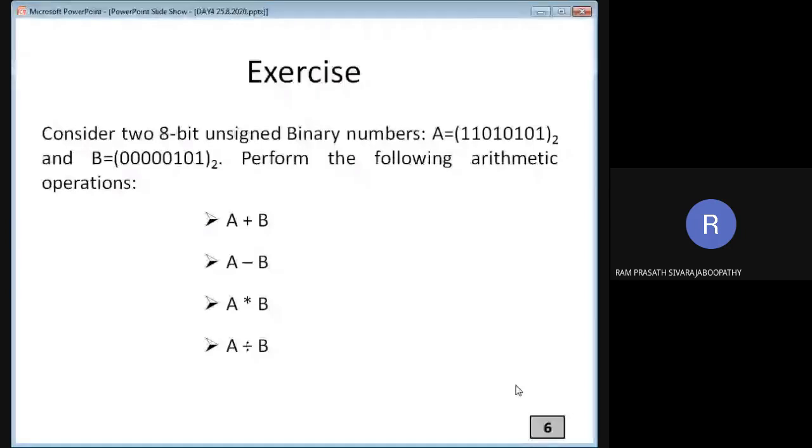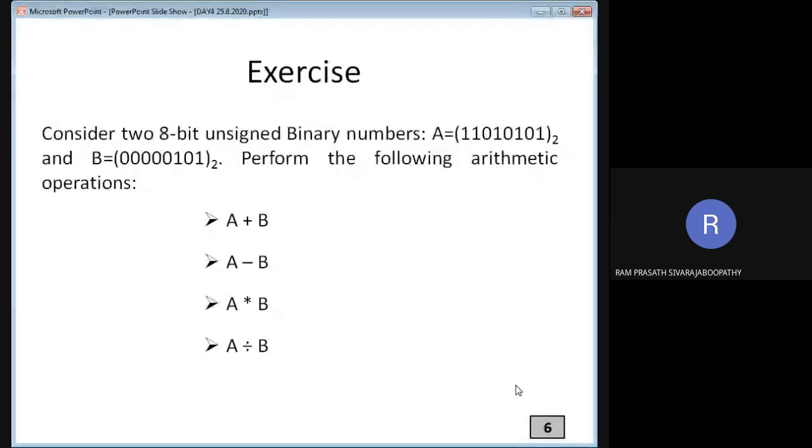Okay, A and B. Perform the following arithmetic operations. Four operations you have to do, and keep the answers with you. In the next class, we will discuss the answers for this. I mean, what are the answers for this? So kindly note down this. Just take a screenshot of this slide.